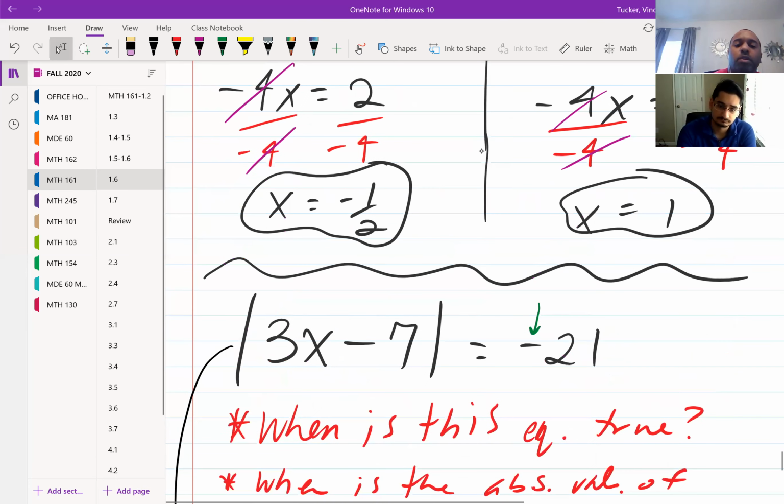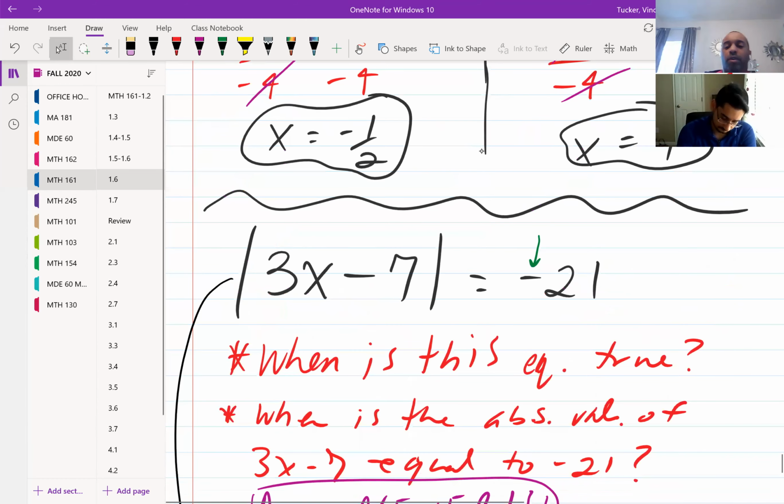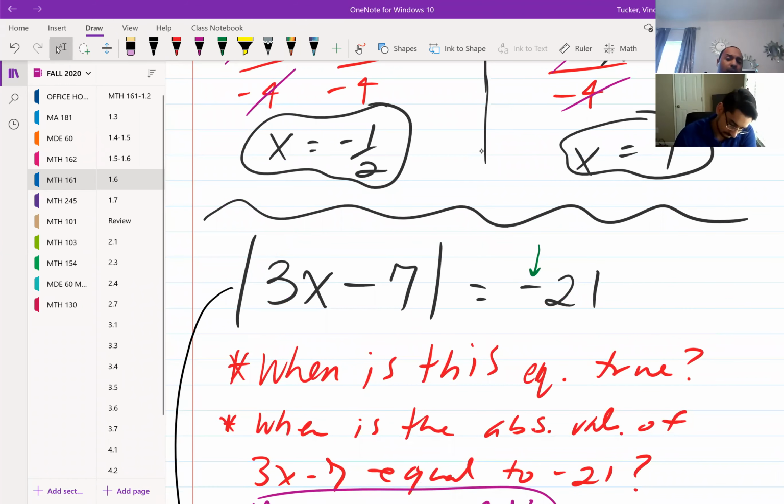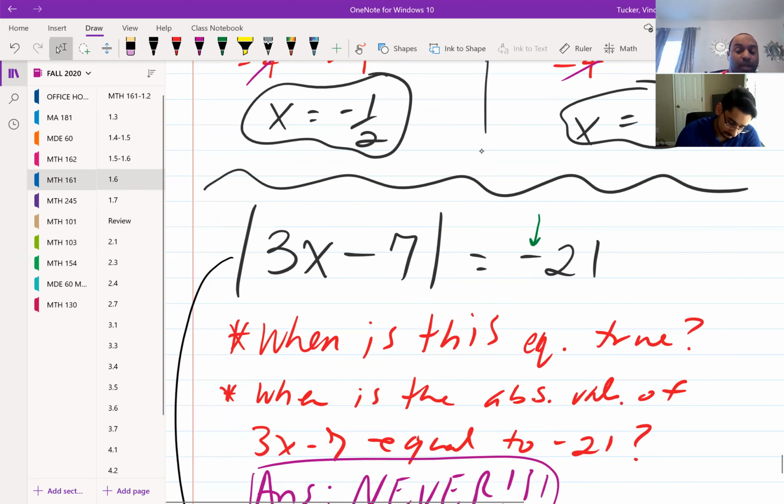All right, next one. So I want us to be careful here. Here we have the absolute value of 3x minus 7 equal to negative 21. So remember, whenever you're trying to solve an equation, you're supposed to be asking yourself, when is this equation true? Or in other words, in this case, when is the absolute value of 3x minus 7 equal to negative 21? Don't forget, whenever we apply the absolute value to anything, the result will be positive. So you're asking yourself, when is the absolute value of 3x minus 7 equal to negative 21? The answer is never. The answer to that question is never.